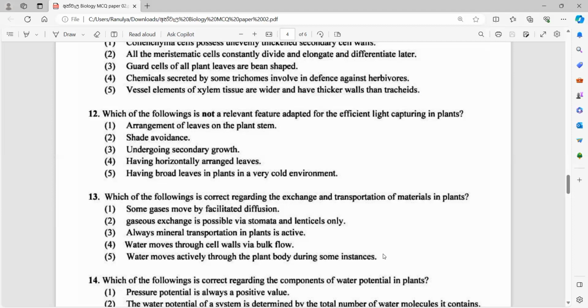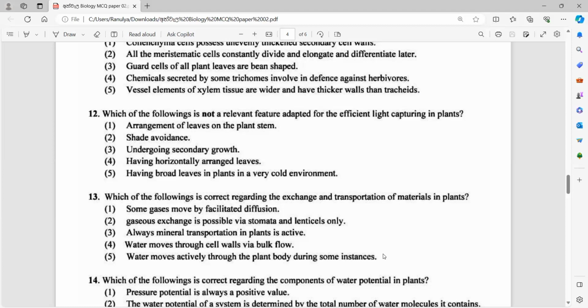Facilitated diffusion means the movement of water and hydrophilic solutes across the membranes passively with the help of transport proteins that span the membrane, right? So that is for the movement of water and hydrophilic solutes. So gases are moved by diffusion, not by facilitated diffusion. So the first statement is incorrect.